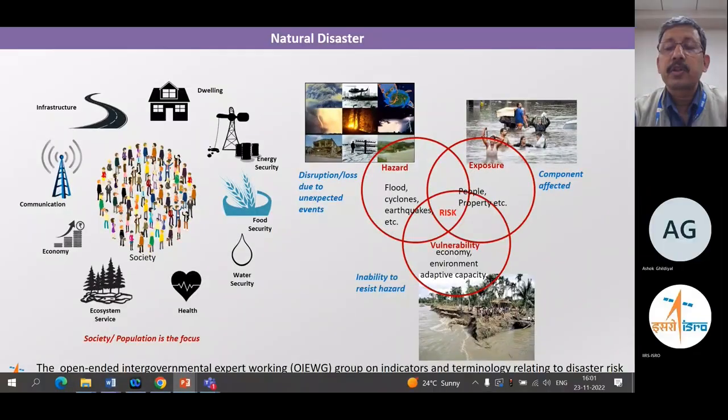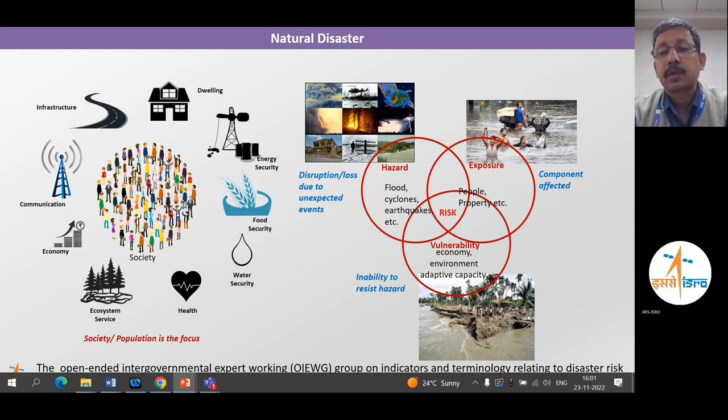So when we talk about the exposure, it is the component of the society which is affected. There are people or property. And vulnerability is basically the ability or the inability of the society to resist the threat, which depends on the economy, the environment, or the adaptive capacity of the society. And a subset of all these three is the risk. So when we talk about natural hazard or natural disaster, it is all these components which we talk about in our lecture.